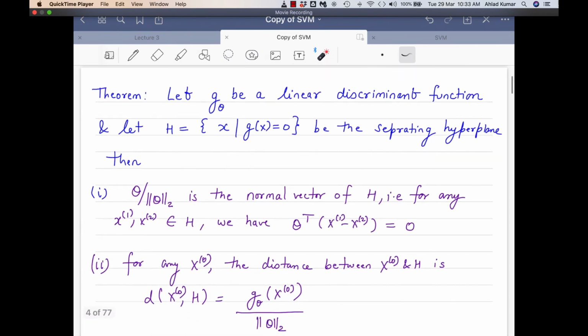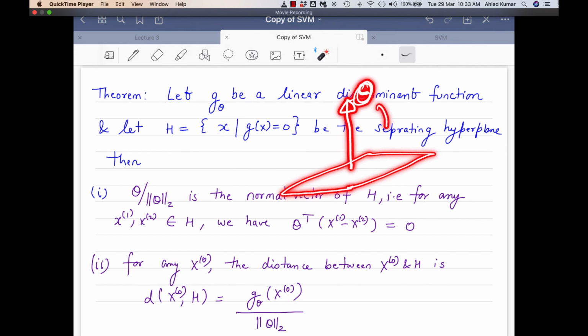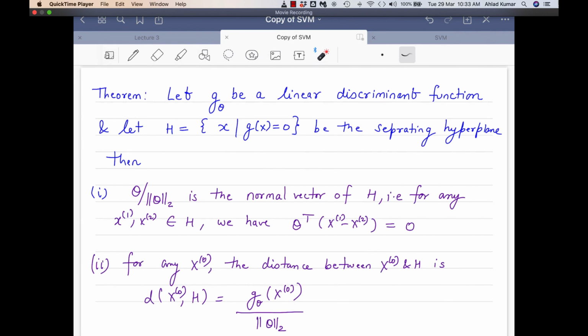Then what we are trying to prove here is that theta divided by the L2 norm of theta is the normal vector of H. We have this separating hyperplane, and we want to prove that theta, which is coming out of this separating hyperplane, is normal to H, that is, 90 degrees. If you recall in the earlier lecture, when we were discussing how the perceptron algorithm works, I told you that theta is normal to the separating hyperplane, and I told you to derive it. So this is the derivation for that. We will prove it today.